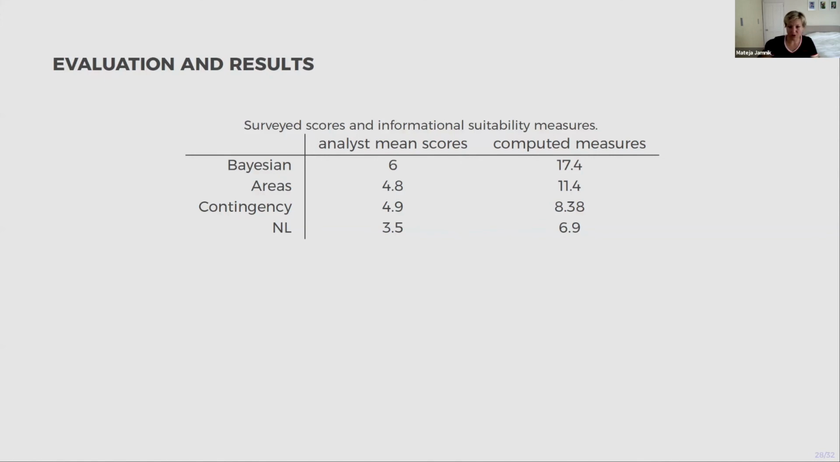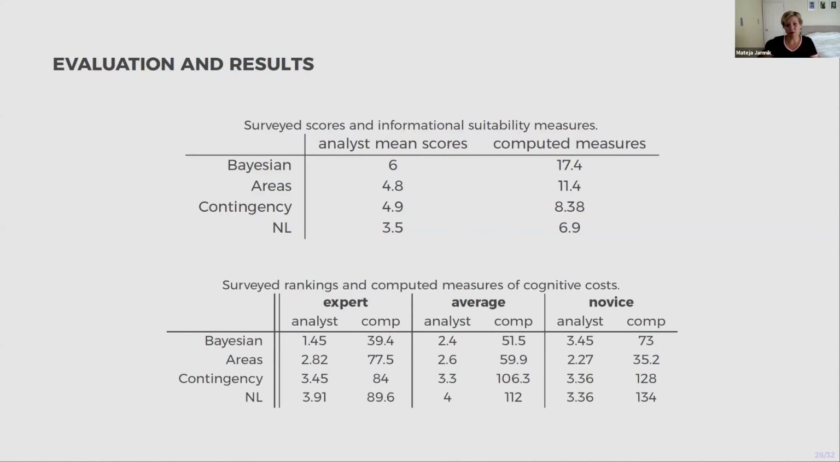And we did the same thing for the cognitive costs, and we asked the human expert analysts how appropriate a representation would be for an expert, for an average person, and for a novice. And again, you will see that our results very much agree, especially on what comes top and what comes bottom. So let me see. So here, the smaller the value, the better, whereas here, the higher the value, the better.